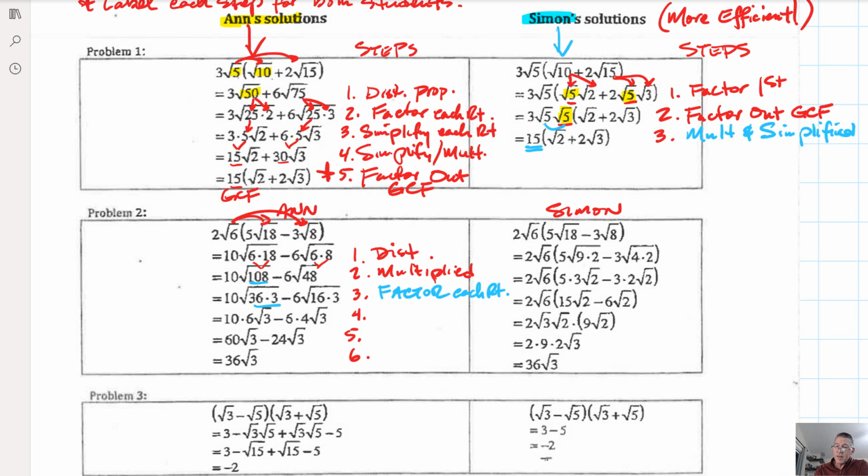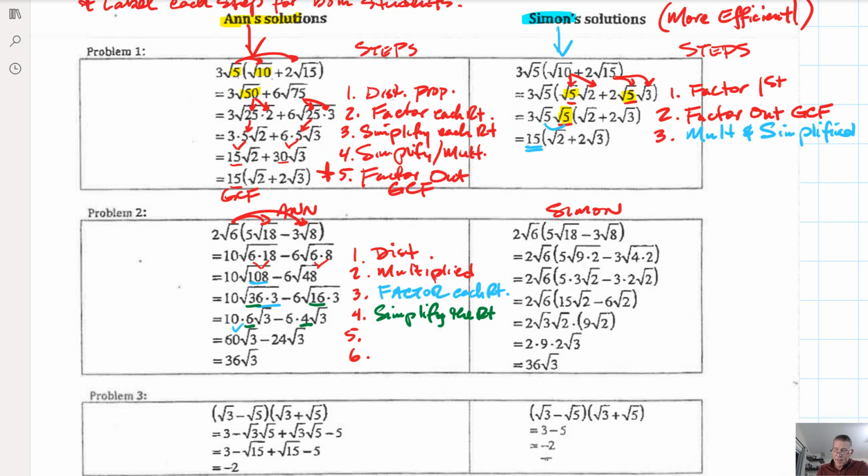Well, let's analyze. Root 36 became 6. Root 16 became 4. So you simplify the root. Like I said, I want you guys to strive to understand what they did, because this is what you guys are going to be doing on your own when I ask you to simplify the expression. You got to pick a method that works for you, either Anne or Simon, and then run with it.